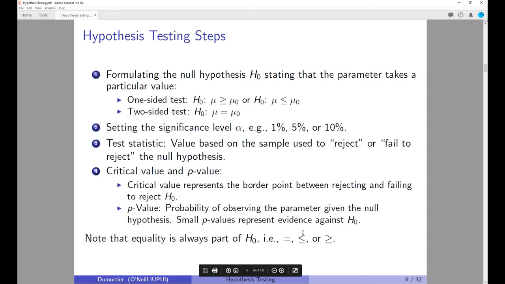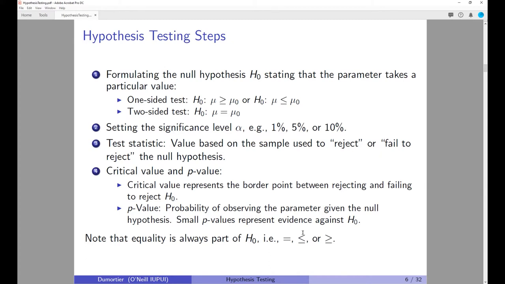In order to conduct a hypothesis test, you have to follow four steps. The first step is to formulate your hypothesis. The null hypothesis can be either one-sided or two-sided. In a two-sided test, you are interested in whether your parameter deviates in either direction from your hypothesized value. Suppose you are interested in a machine that fills half-gallon containers with milk. A two-sided hypothesis test would test if the fillings deviate in either direction. That is, fills the container with more or less than half a gallon of milk.